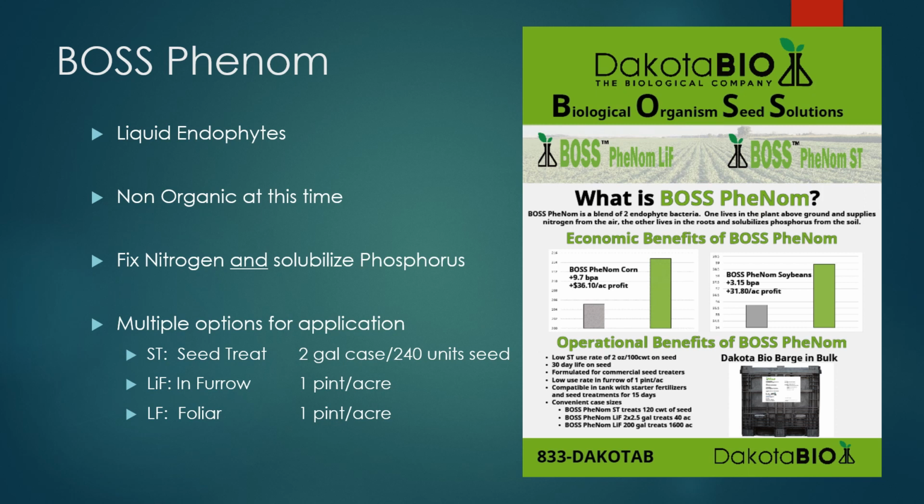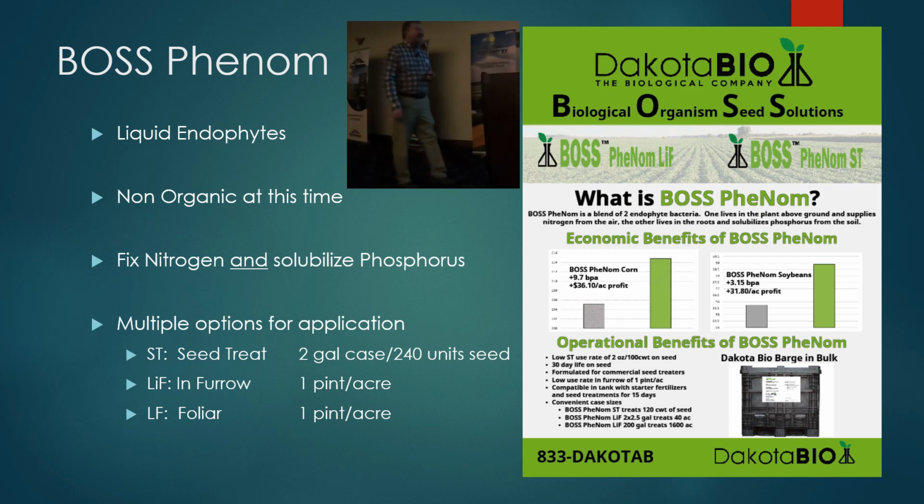Another product that's similar to this that we're starting to look at as well, not organic at this time, is called Bosphenom. In this case, it has endophytes that fix nitrogen and also one that solubilizes phosphorus. So, kind of two approaches in one. And here they have seed treatment options, in-furrow, and foliar. So there are multiple ways to put it on too. On the conventional side, we think that really has a home and is a good product, and we're trying to watch that real closely. This is an example of just kind of what a foliar can do.